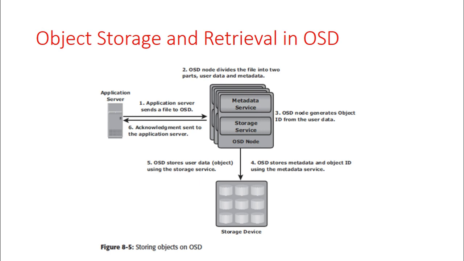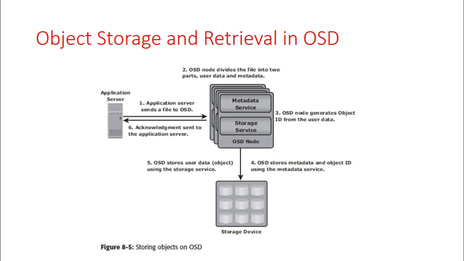Next, the third step is the OSD node generates the object ID using a specialized algorithm. Now this algorithm is executed against the contents of the user data to derive a unique ID for this particular data. So after the OSD node has split the file into user data and metadata, the OSD node generates the object ID using the specialized algorithm. The next step is, for future access, the OSD node stores the metadata and the object ID using the metadata service.